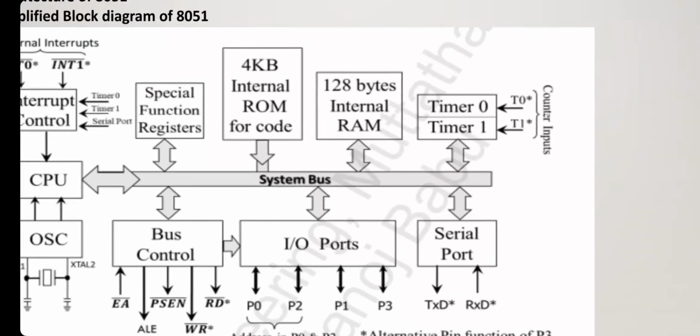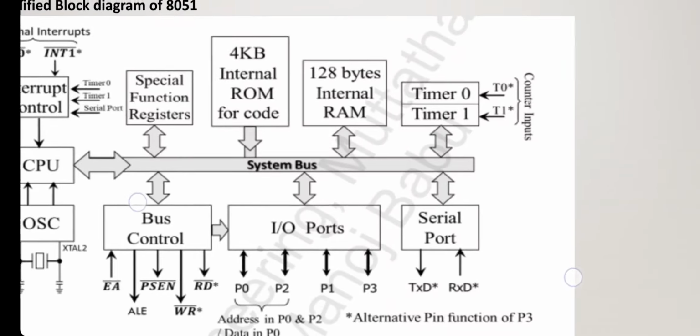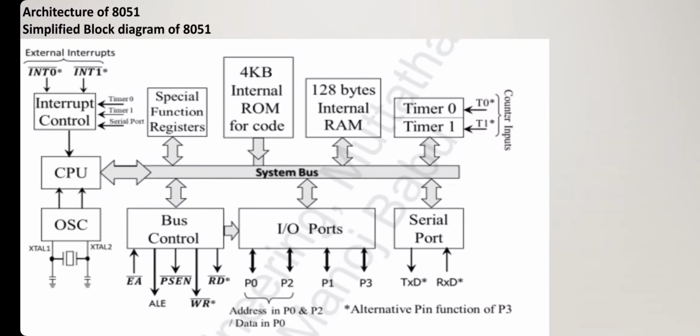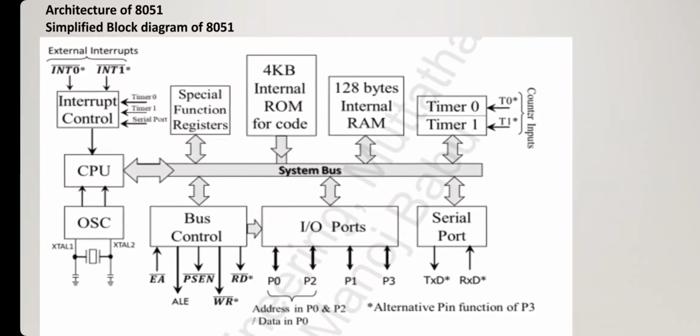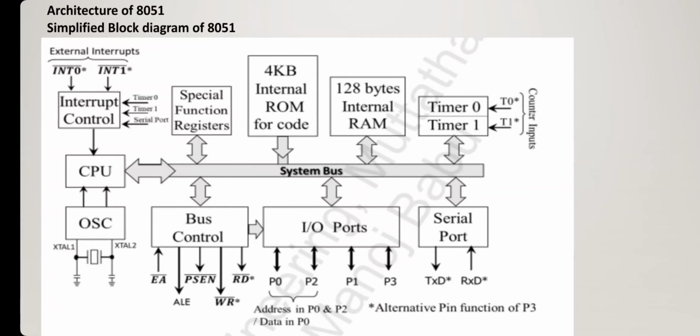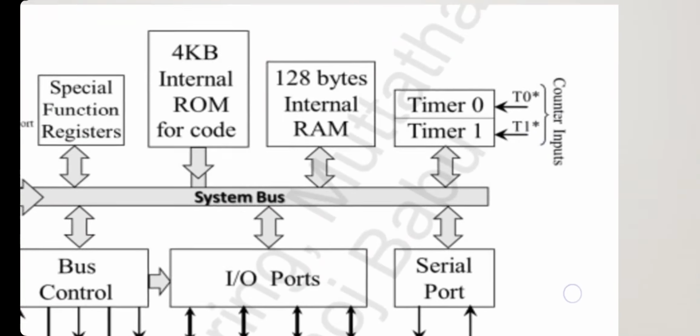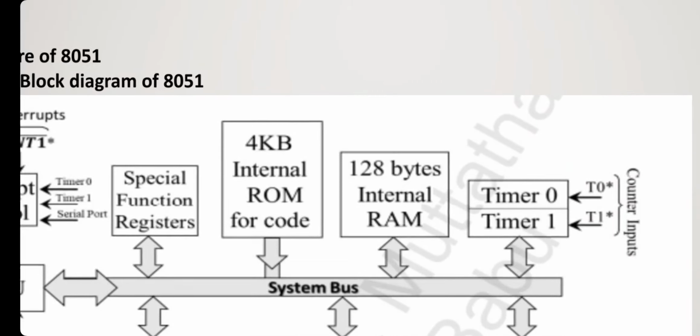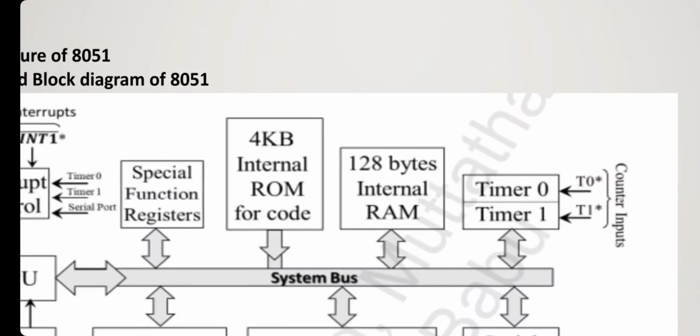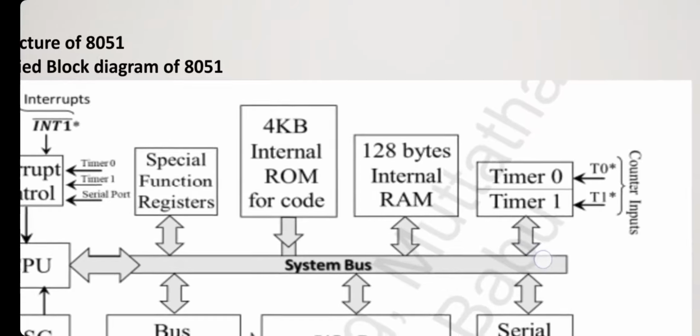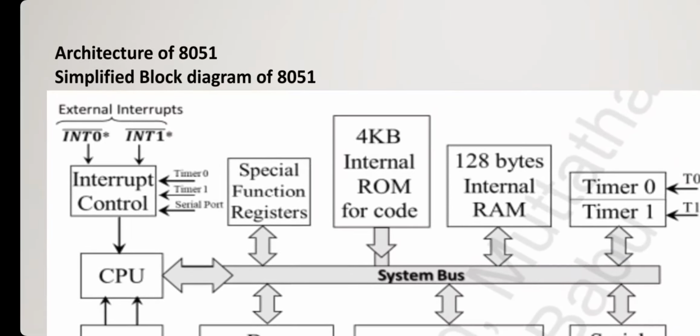And next section is serial port. Serial port is used to communicate to external devices, that it has a transmitting and receiving unit. The data is received from RXD pin and the data is transmitted through TXD pin. And we have two timers, timer 0 and timer 1. It is used as timer and also counter as well. It's a 16-bit timer or counter.